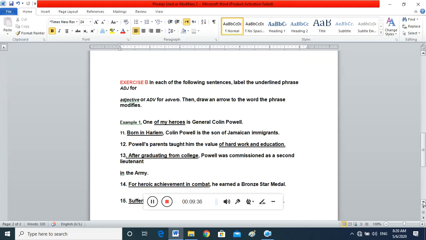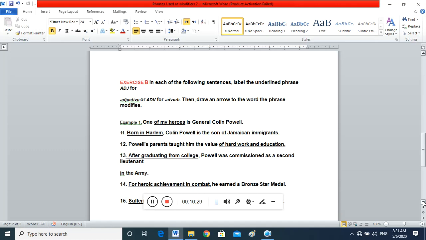Exercise B. In each of the following sentences, label the underlined phrase ADJ for adjective or ADV for adverb. Then draw an arrow to the word the phrase modifies. Look at the example. One of my heroes is General Colin Powell. Of my heroes describes one. Draw the arrow from of my heroes to the word one. So it's an adjective.